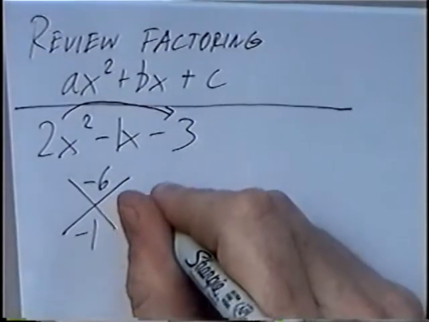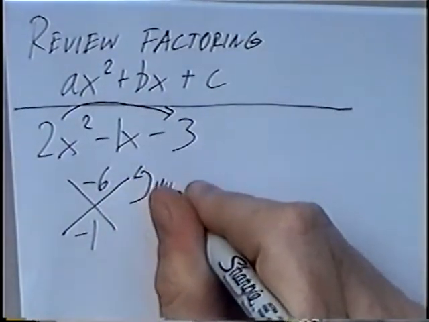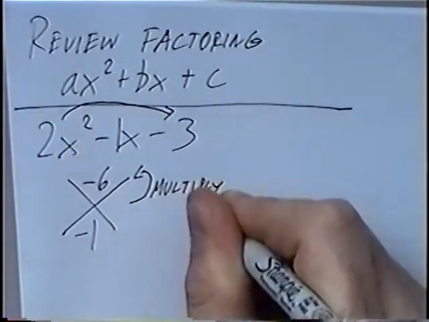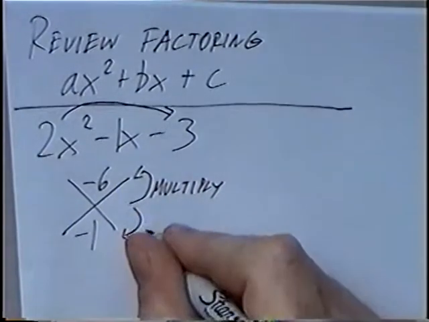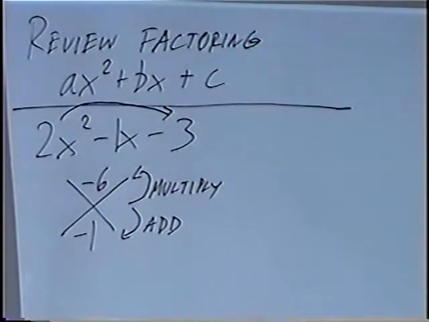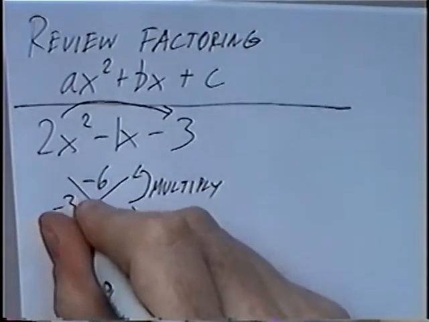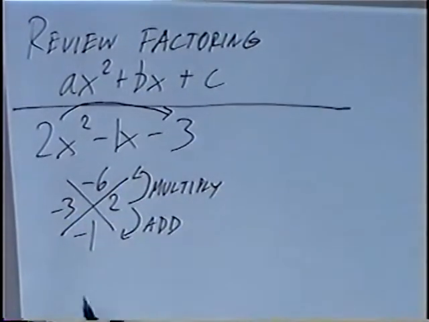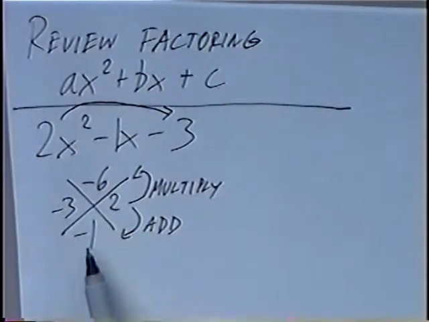And again, we want two numbers that multiply to get negative 6, and those same two numbers have to add to get negative 1. Those two numbers will be negative 3 and positive 2. Negative 3 times 2 is negative 6, and negative 3 plus 2 is negative 1.